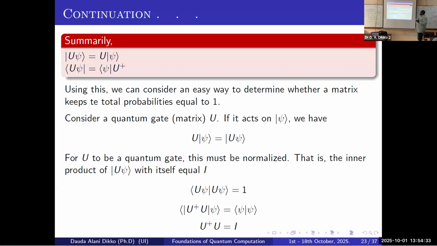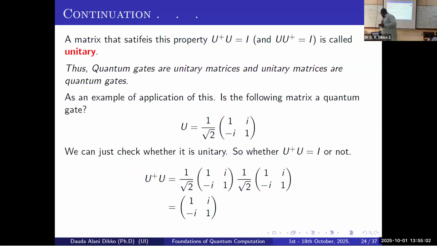And the same way, for you to be a quantum gate, the normalization must hold. And that is the inner product of the ket U phi with itself being equal to 1. And this becomes a standard. You can see that in our analysis in math. The standard thing is that if this holds, then you say it is unitary. That's what we call it. So if an operator obeys this rule, then it is unitary. So a matrix that satisfies this is called a unitary matrix.